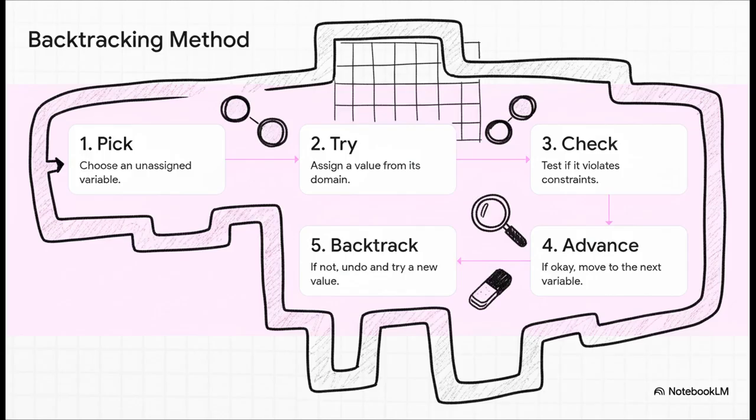Think of it like you're exploring a maze. You pick a path and you go down it. If you hit a dead end, what do you do? You backtrack to the last place you made a choice and you try a different path. It's the same thing here. Pick an empty square. Try putting a number in. Does it break a rule? Yes? Okay, undo that, try the next number. If it doesn't break a rule, awesome. Move on to the next empty square.